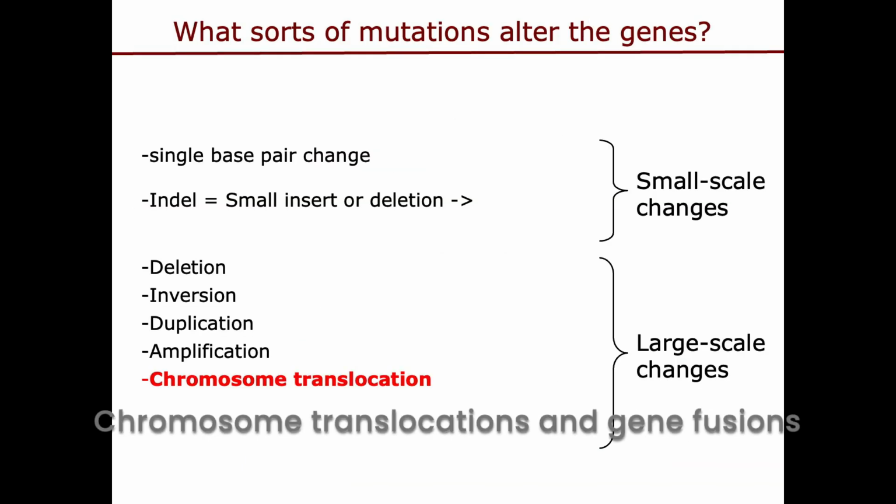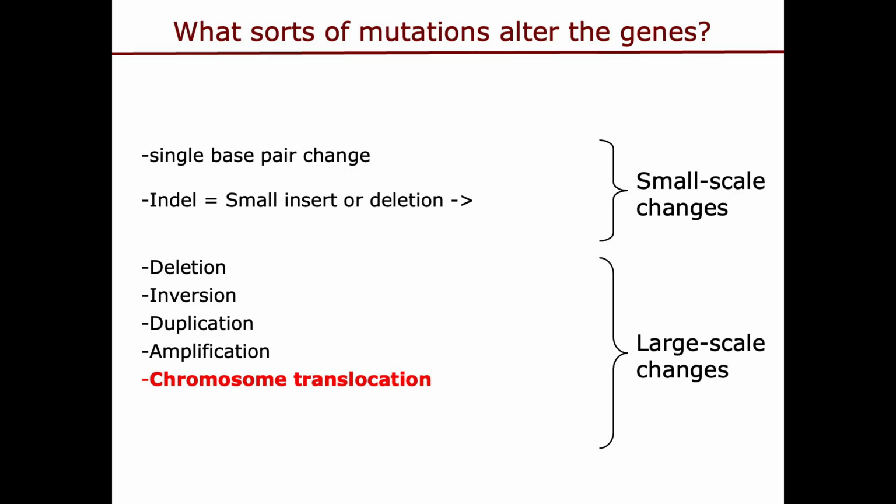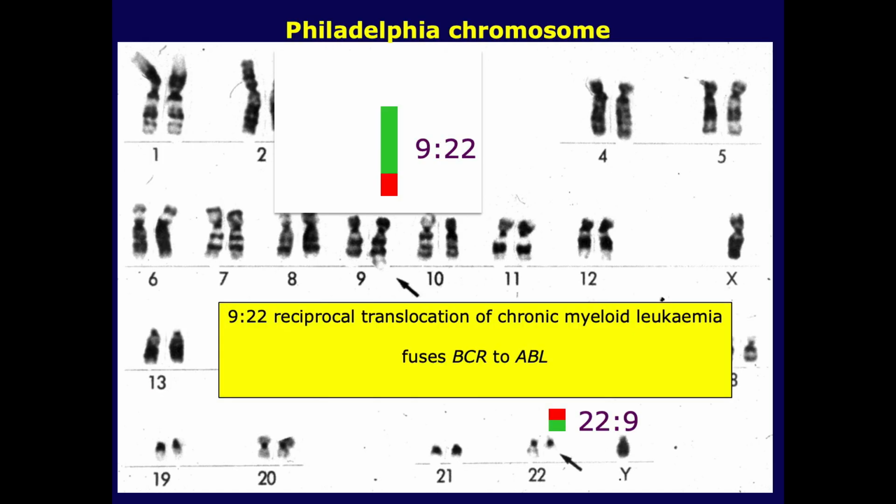Finally, we come to chromosome translocation. As I've already mentioned, chromosome translocation can activate even a gene like RAS, but it's more famous for occurring in leukemias. The first human cancer mutation, in fact, was the Philadelphia chromosome translocation to form the Philadelphia chromosome, as I showed a few slides back. This is a reciprocal translocation between chromosomes 9 and 22, and it fuses the gene BCR to ABL.